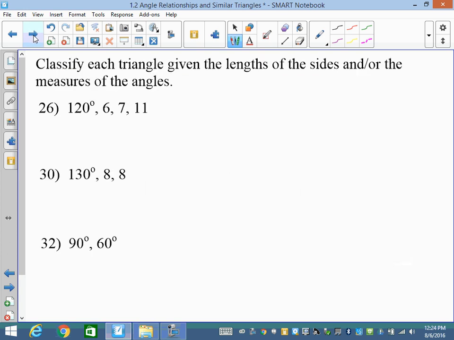So here we go. We classify each triangle given the lengths of the sides and or the measures of the angles. If I have 120 degrees, that one is more than 90, so it's obtuse. So I'll write it on here. 120 is greater than 90, so it's obtuse. And our sides are all different, so it is scalene.